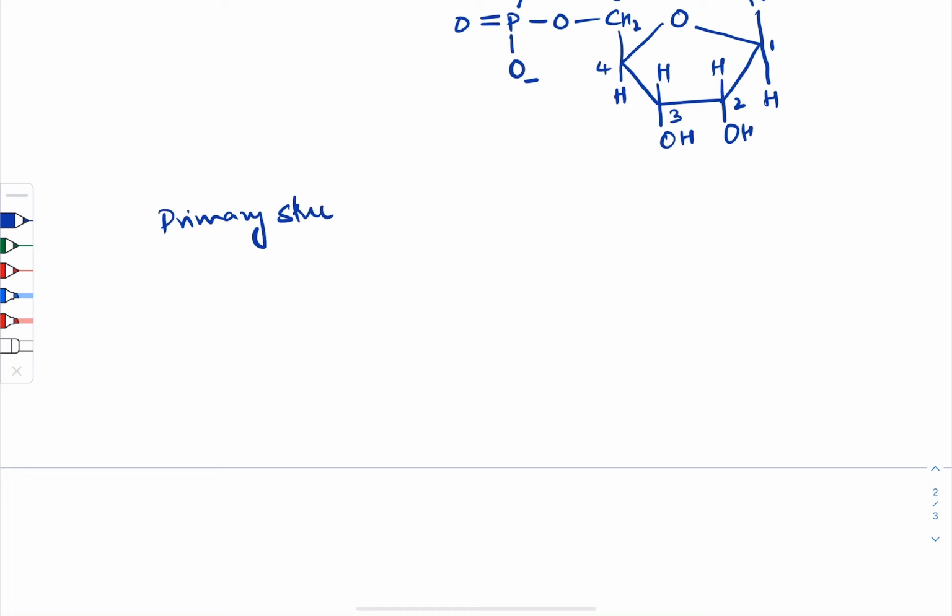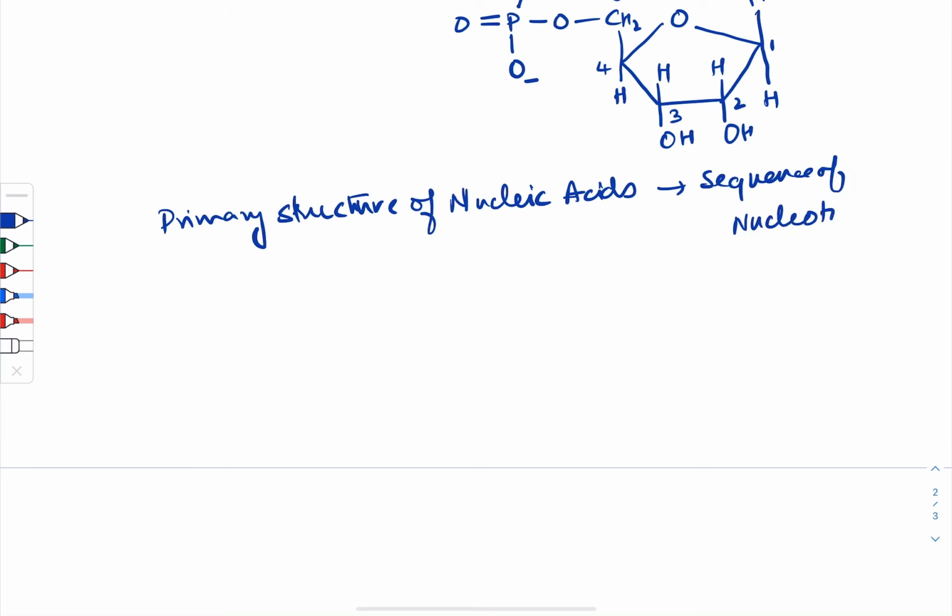Just like in proteins, primary structure was the sequence of amino acids, the primary structure of nucleic acids is the sequence of nucleotides. Okay, and here's an example: 5 prime G A T A C C C G G. I'm just making this up, by the way.